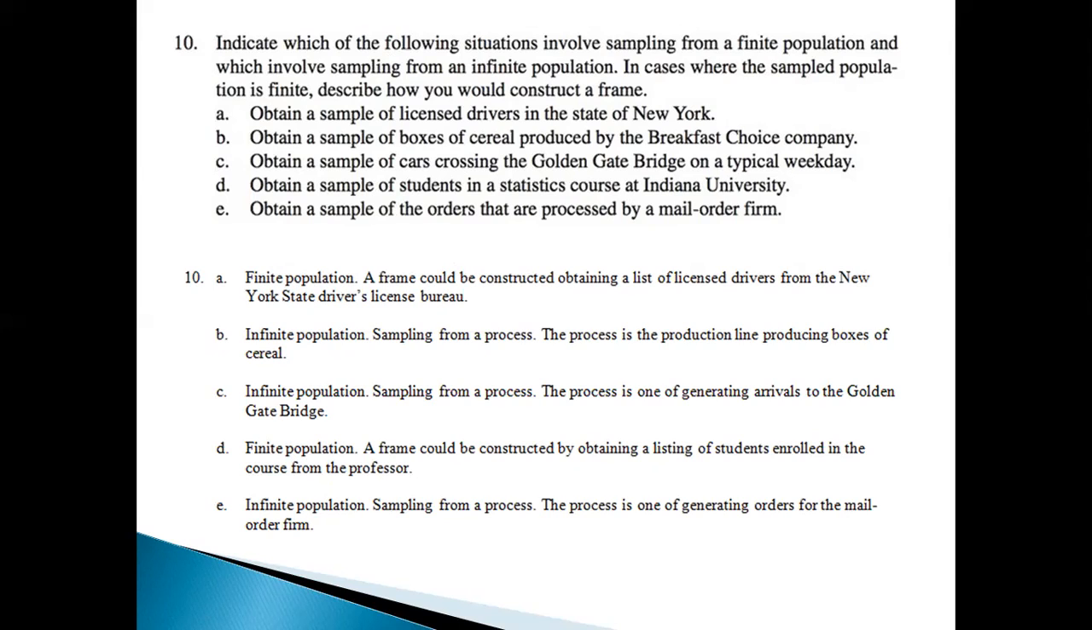Now D, obtain a sample of students in a statistics course at Indiana University. Well, this one definitely is a finite population. And basically, we're just going to get a list of the students enrolled in the course from the professor. E, obtain a sample of the orders that are processed by a mail order firm. Again, that's going to be an infinite number of orders that are going to happen. It's going to be a process, and so it's just one generating orders for the mail order firm.